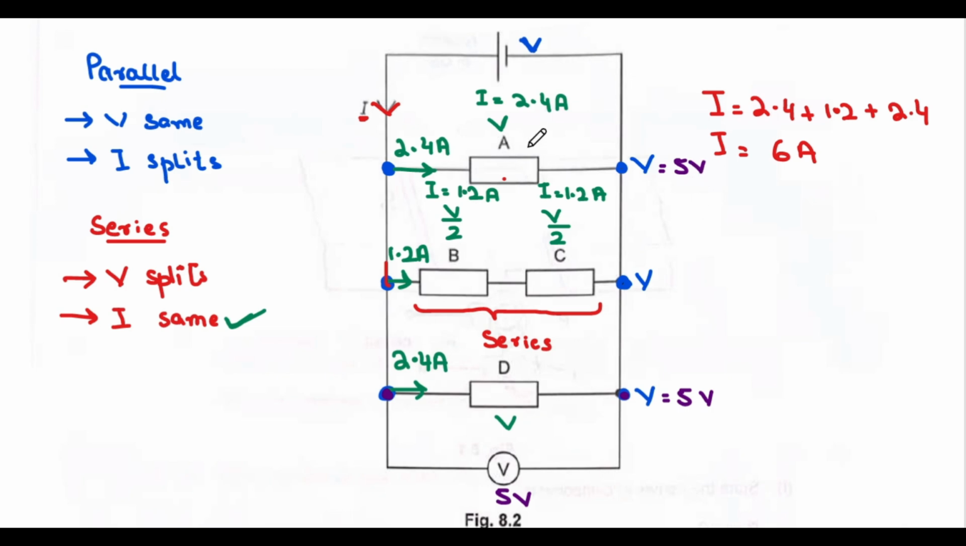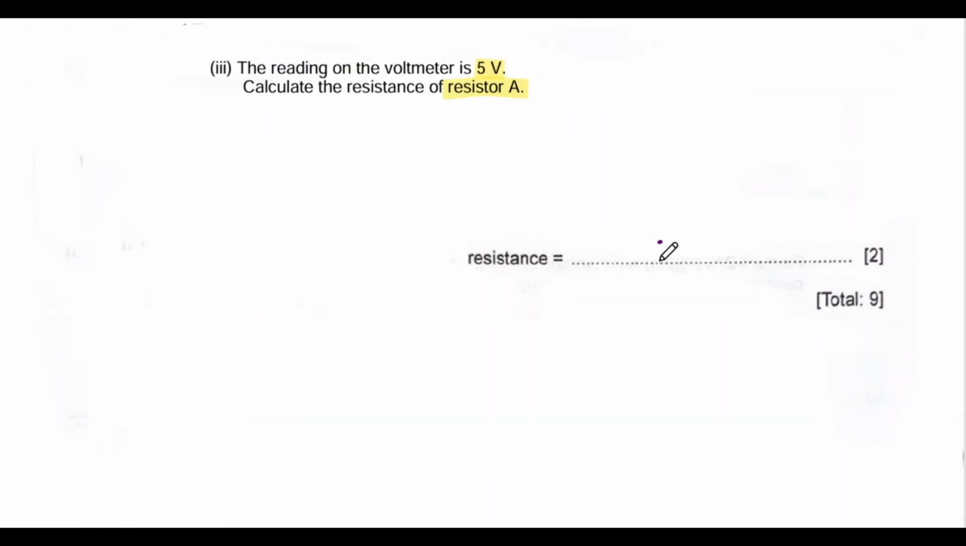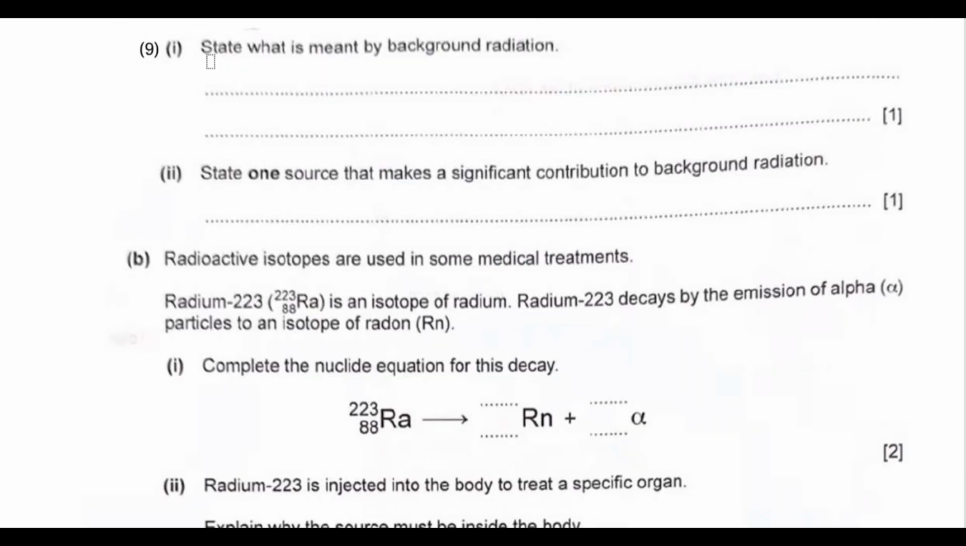To get the resistance of resistor A, I will use Ohm's law. Resistance is equal to voltage over current. Now the voltage of resistor A is 5 volts and the current across resistor A is 2.4 amps. Dividing both the values, the resistance will be 2.08 ohms. I'm writing it over here as well. The resistance is 2.08 ohms, or to two significant figures, I will round it off to 2.1 ohms.